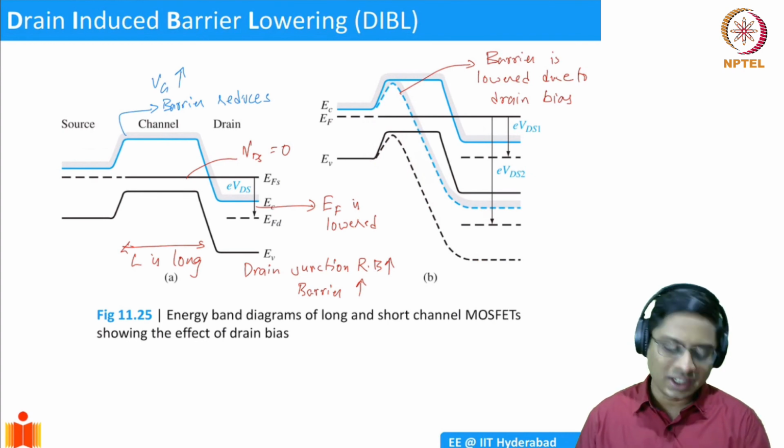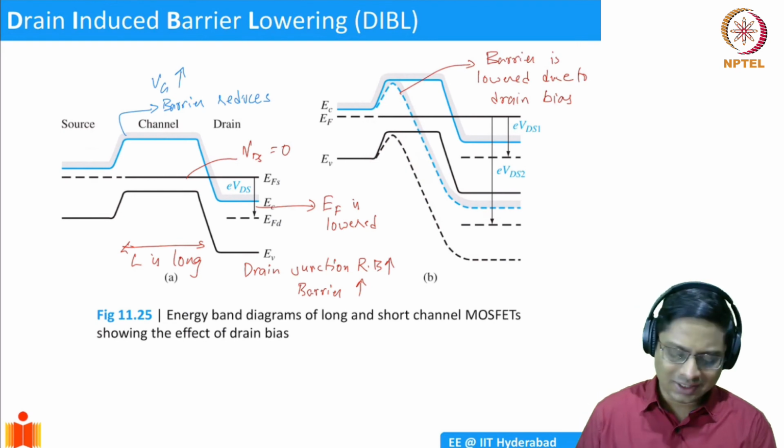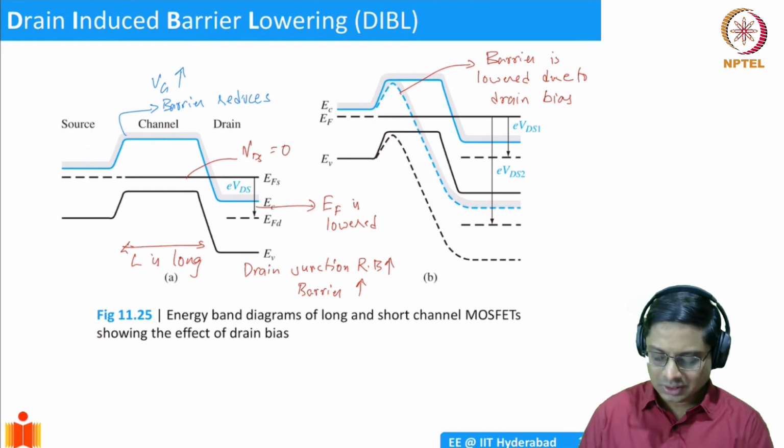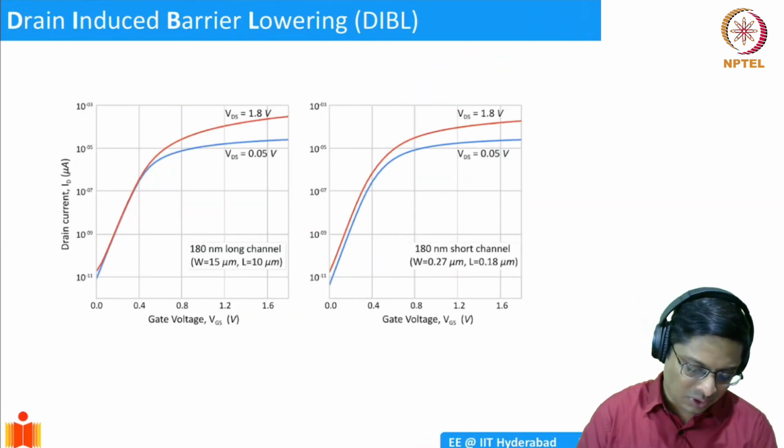So this is called drain-induced barrier lowering. There is nothing very significantly complicated about it. If you understand the basic band diagrams, you would see this immediately. Okay. So how does that influence? This is the last thing that I want to show about the short channel effects.